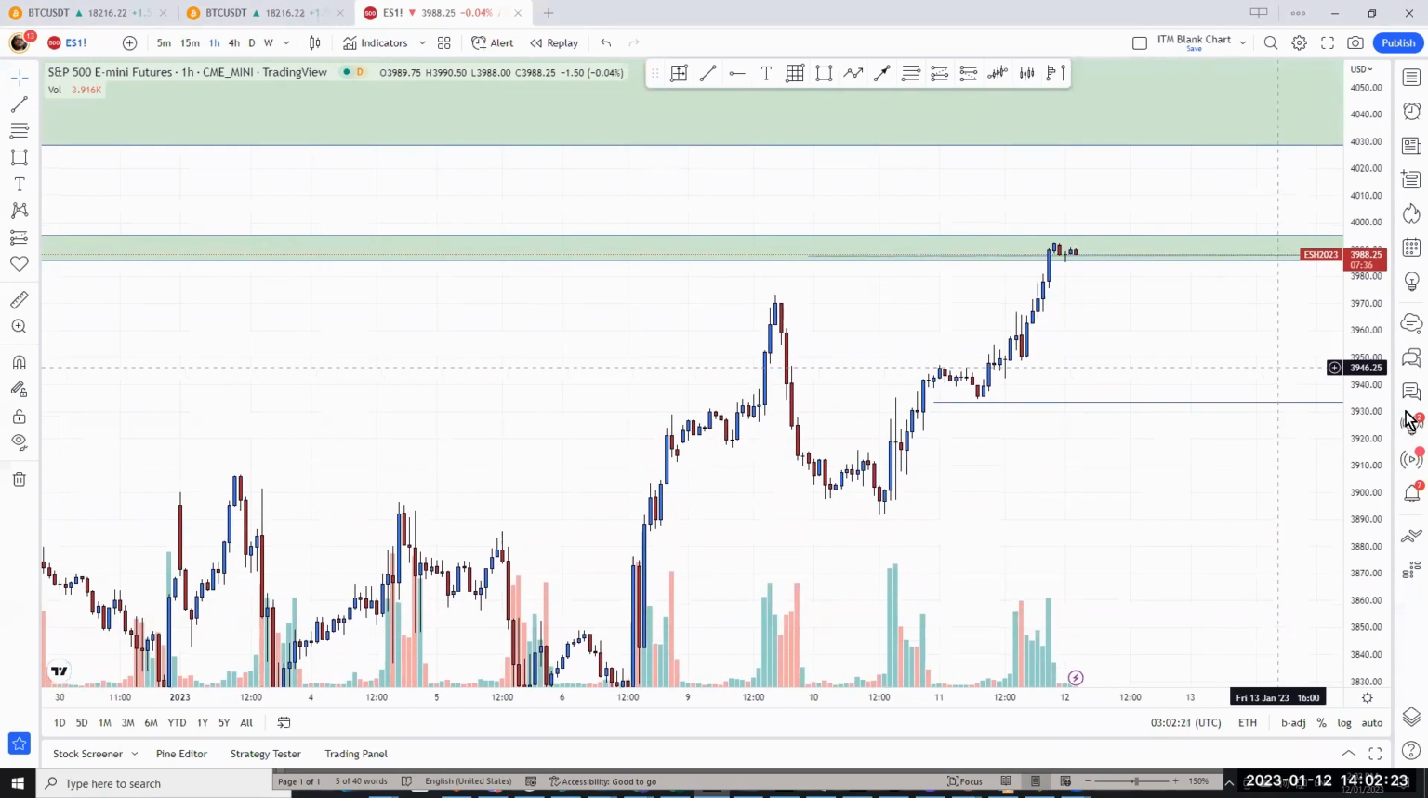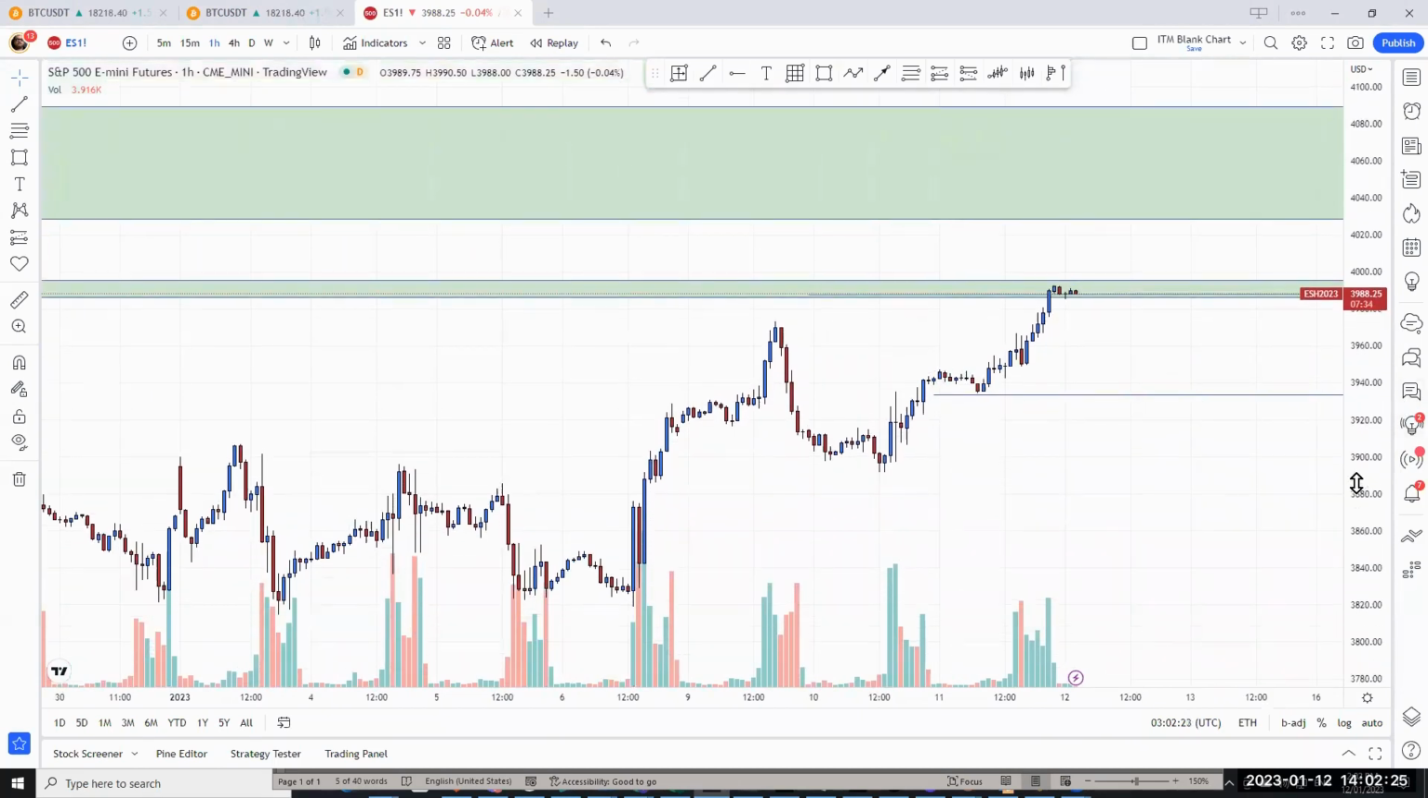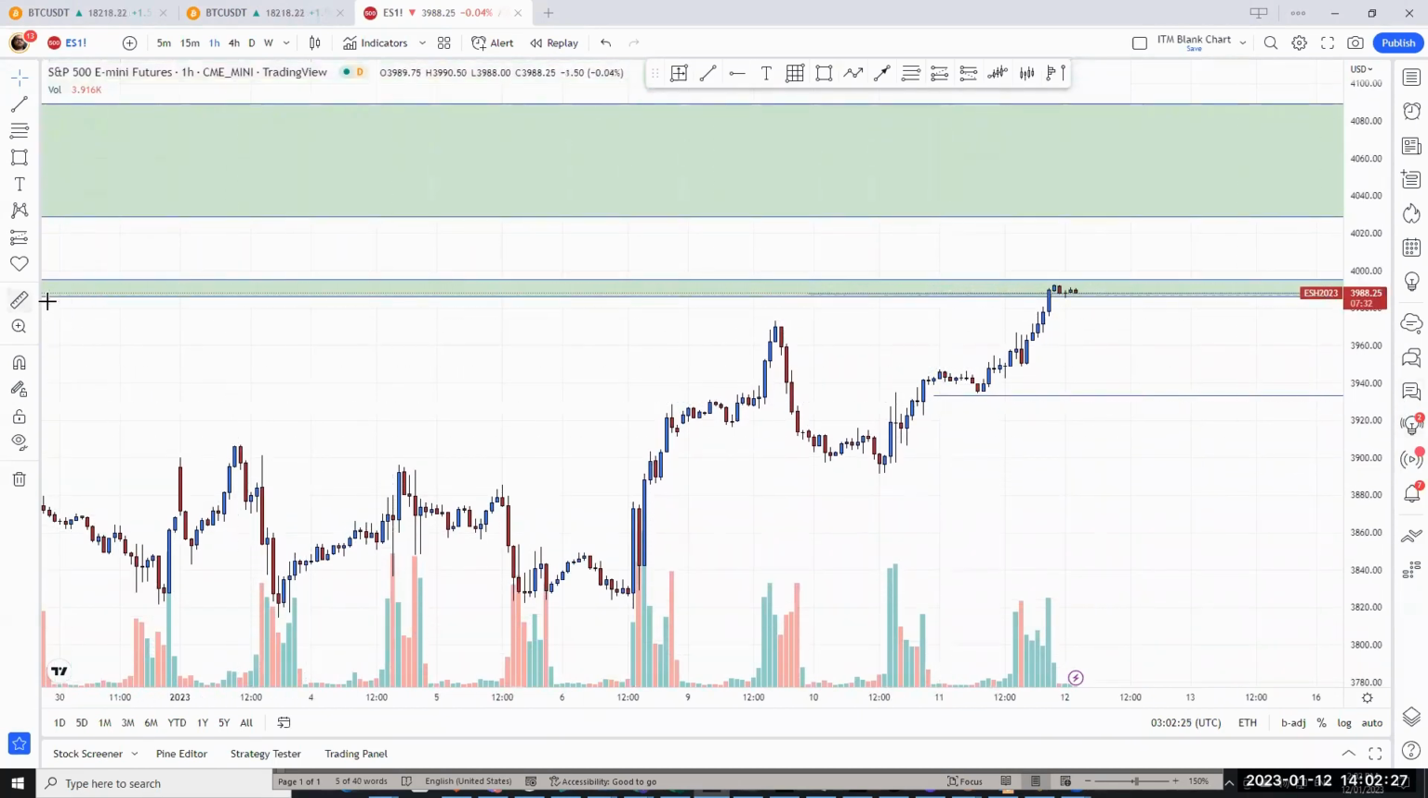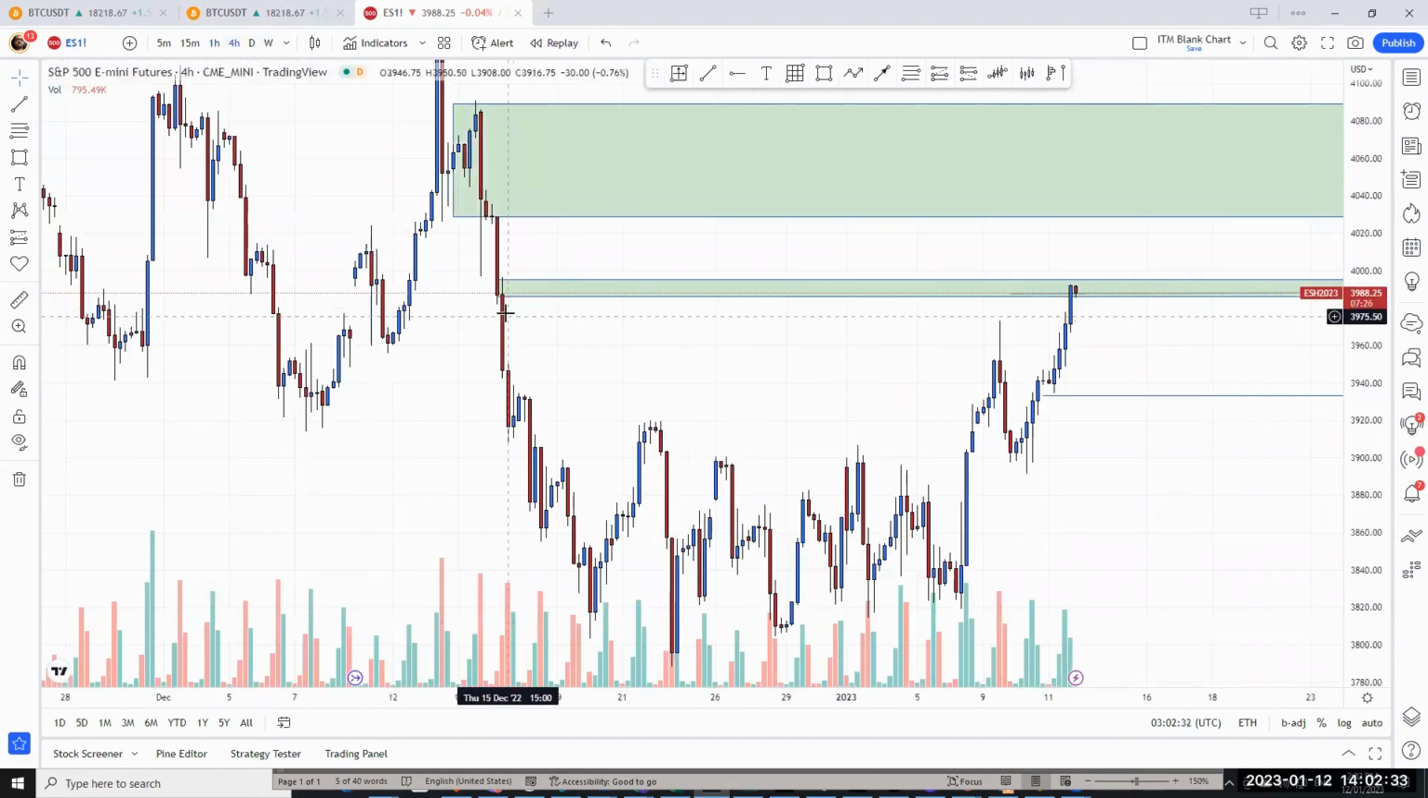Did the pre-analysis I just did in front of you, and you can see how we identify a supply zone right at the back on the 15th of December and expecting market to come back in this zone. If you go back to the 4-hour time frame, you will see more detail. Like you can see, this is the supply zone.